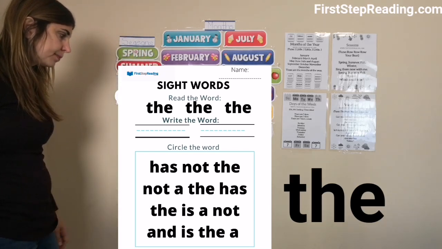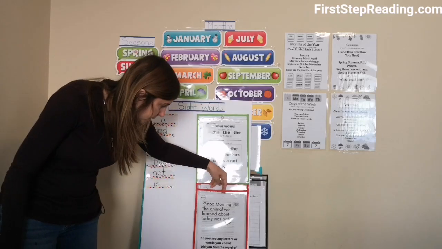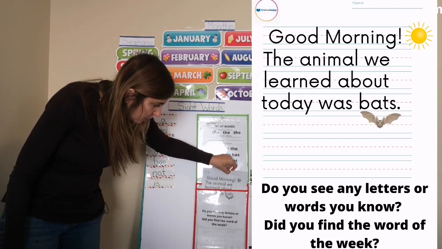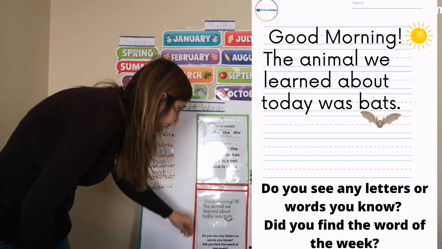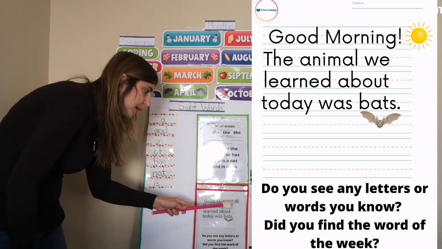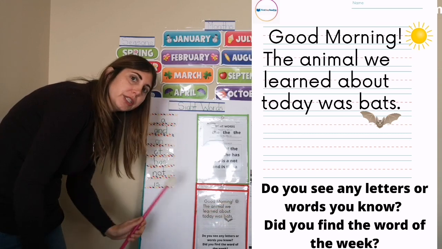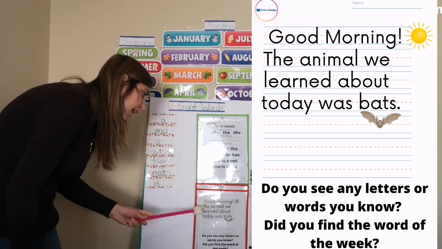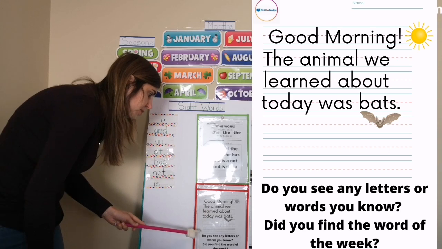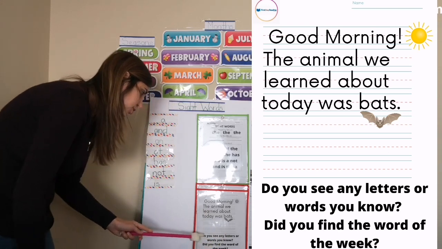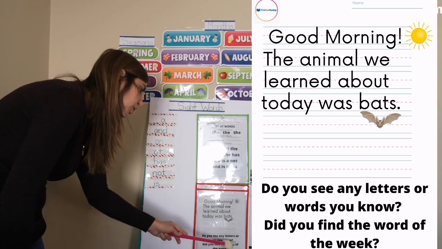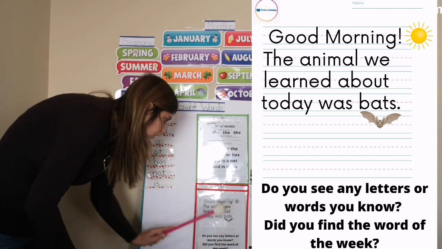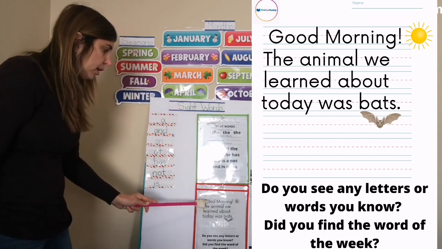Okay? And today we have something different. We have a morning message. So let's read it together. There's some picture cues. You can use the pictures to help you figure out words. And there's our sight words. See if you can find, it says, do you know any letters or words? Do you know the word of the week? So you can find the word the.